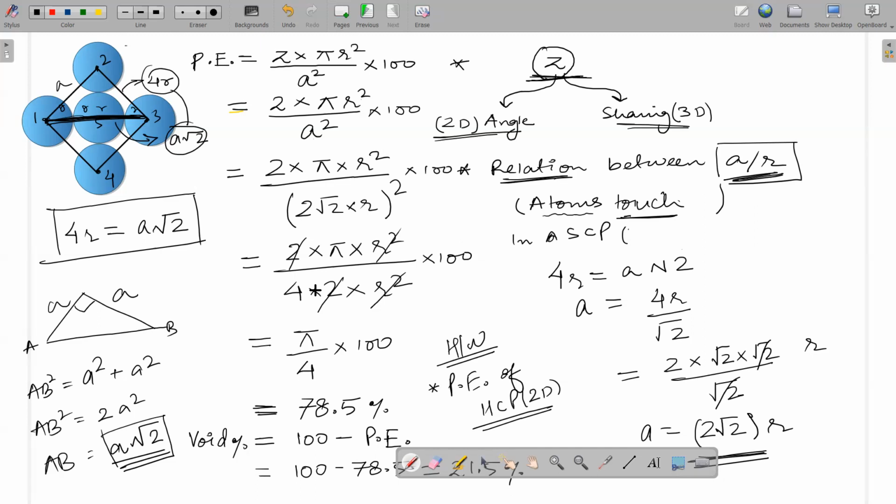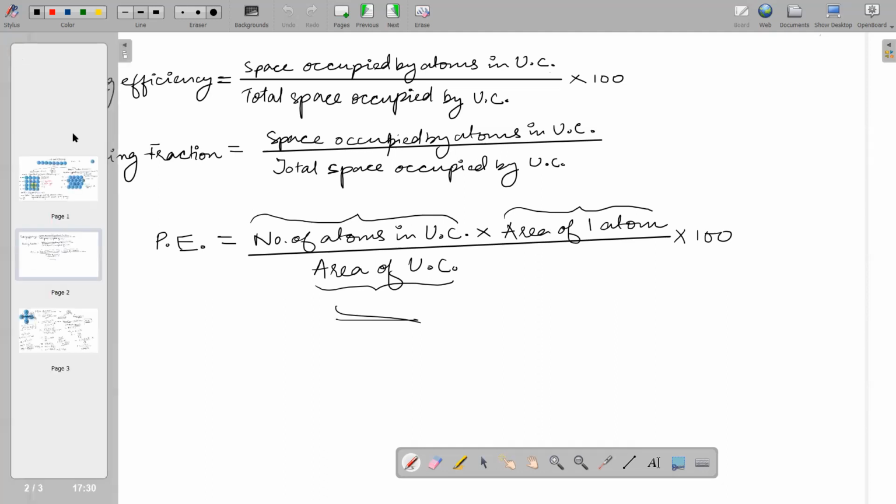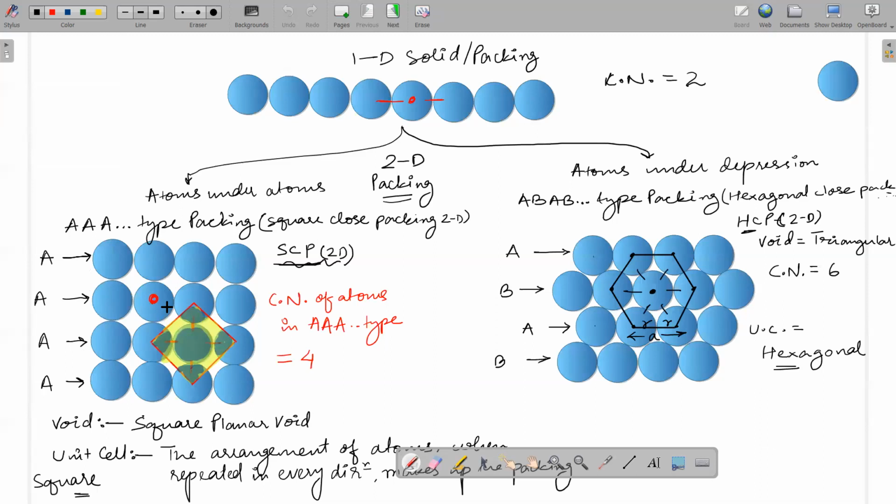So can you take the previous slide? If you calculate void percentage, then also it is fine. Some more previous, lower previous. Yes, sir. Okay. Any questions here? No, sir. Any questions here? No, sir.